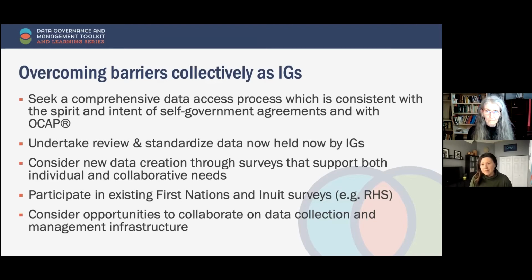But the reality is that many of the IGs are not participating in those, either because they're not selected in the sampling process at the beginning, or because they've opted out. So this would be a very easy way to opt in, or be clear that you want to be sampled, and then be able to source that data on your own, IG moving forward.